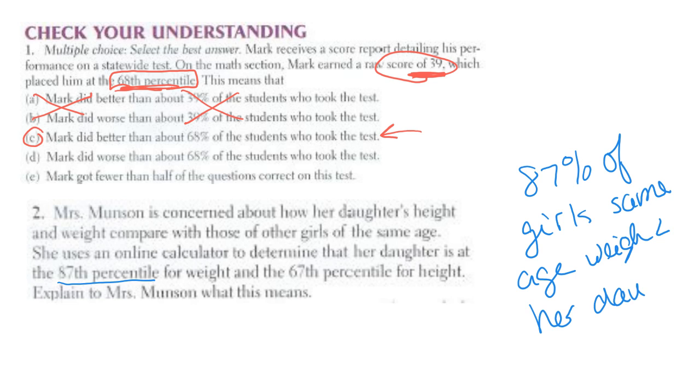And then the same interpretation for the height. That 67% of girls of the same age are smaller, shorter than her daughter. Or you could reverse that and say that she weighs more than 87% of girls of the same age, or she is taller than 67% of girls of the same age.